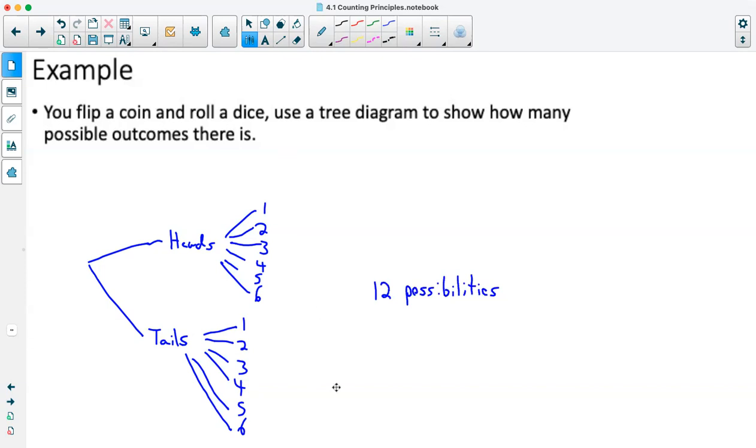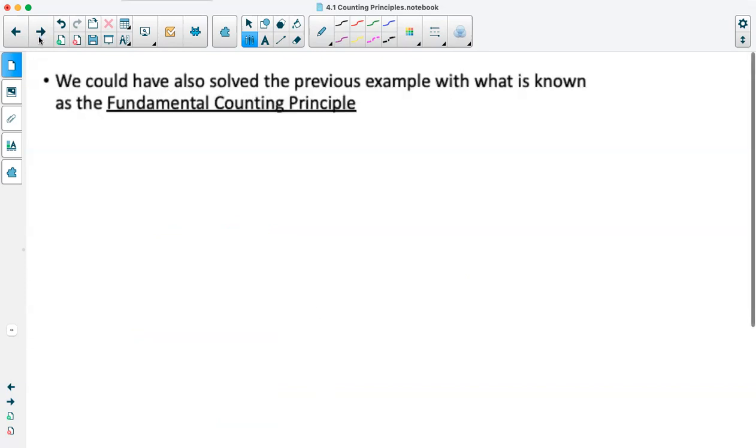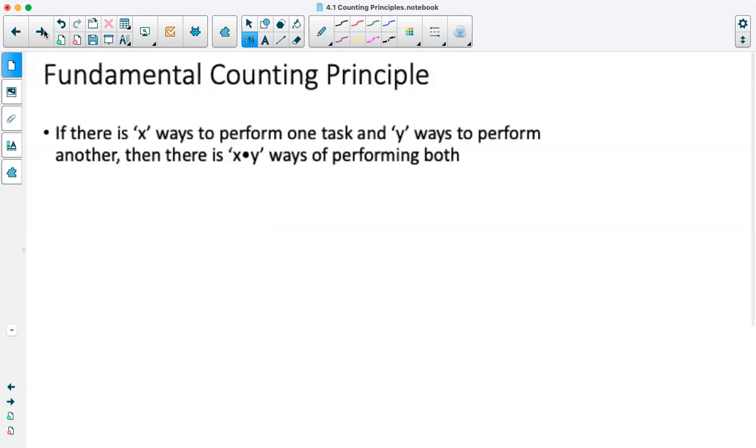Now, instead of drawing out a tree diagram, we could have also solved this using what is known as the fundamental counting principle. The fundamental counting principle states if there's X ways to perform one task and Y ways to perform another, then there's X times Y ways of performing both. So for example, with that one we just dealt with, there's 2 possible outcomes from flipping a coin, 6 possible outcomes from rolling the dice. So 2 times 6 would give us that 12 as well.